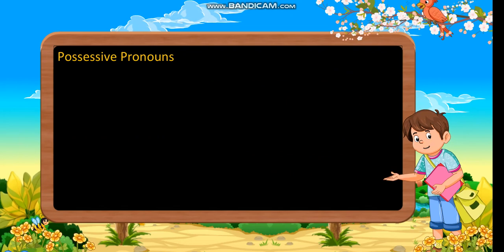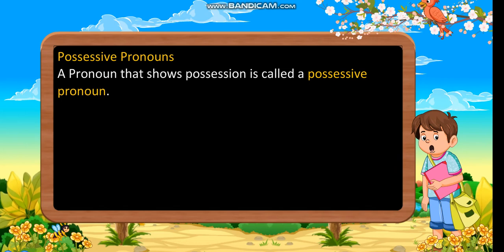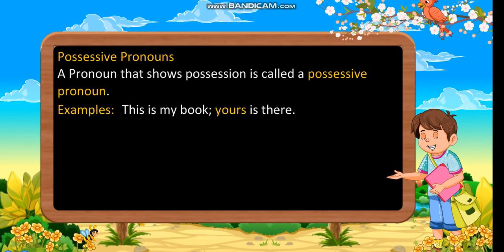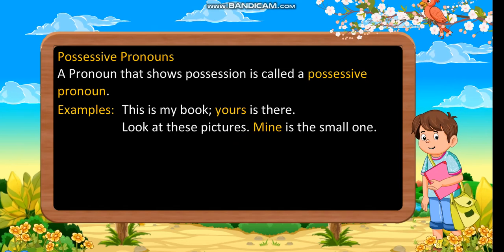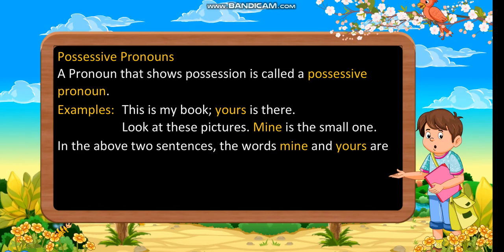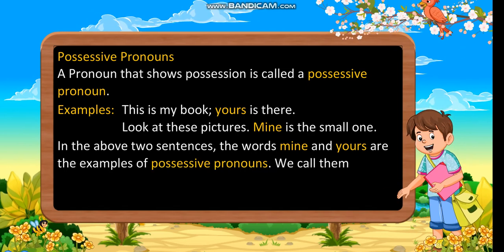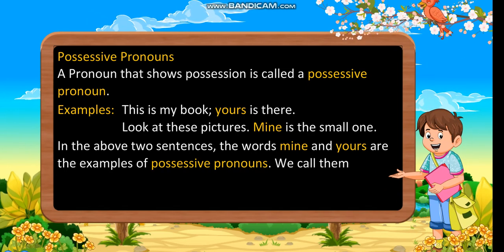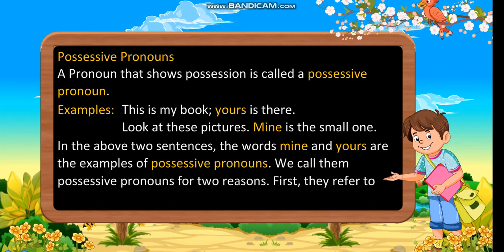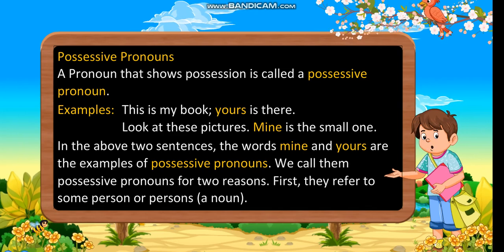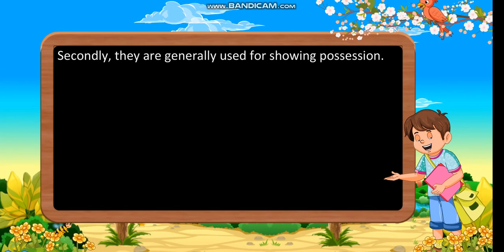Possessive pronouns. A pronoun that shows possession is called a possessive pronoun. Examples: This is my book, yours is there. Look at these pictures, mine is the small one. In the above sentences, the words mine and yours are examples of possessive pronouns. We call them possessive pronouns for 2 reasons. First, they refer to some person or persons, a noun. Secondly, they are generally used for showing possession.